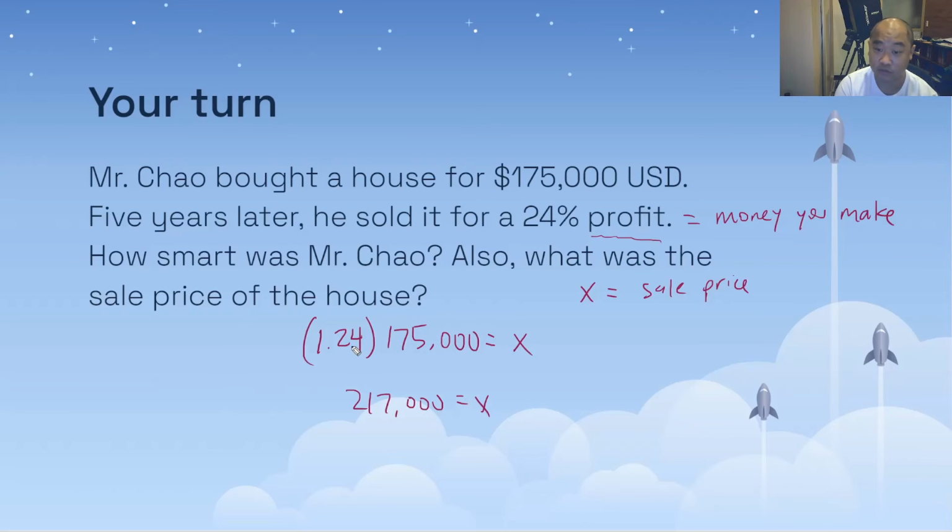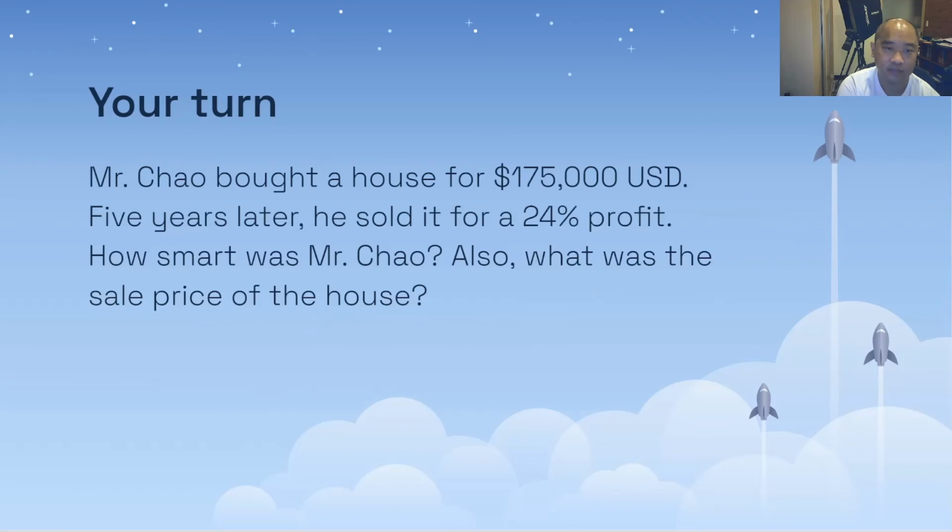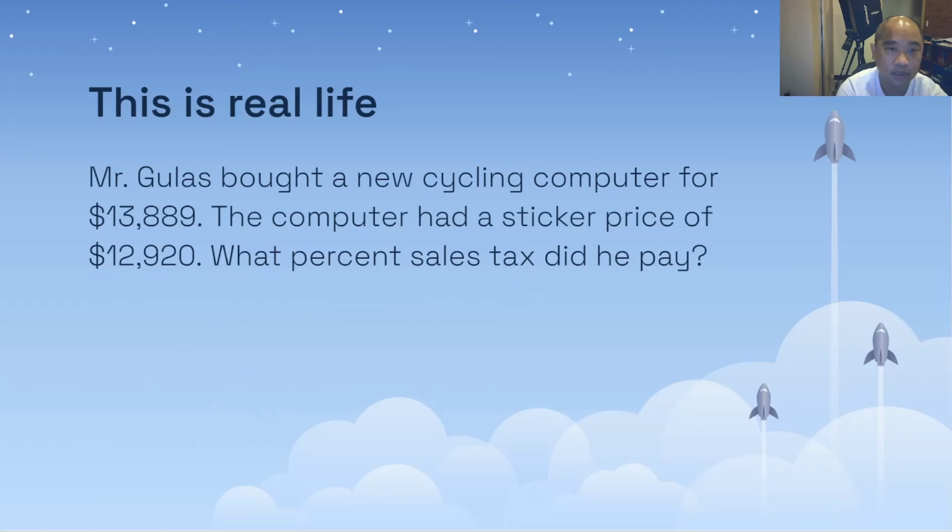Now, you could have also taken 175,000 and multiplied it by 0.24, and then that would have given you the amount of profit, how much money I made. And then you would add that back to the house price to get the sale price. Now, if I had asked you what was the amount of profit, then that's what you would have done, if that all made sense.